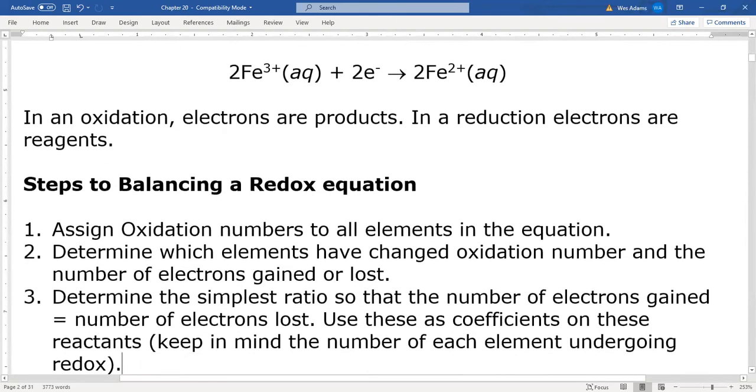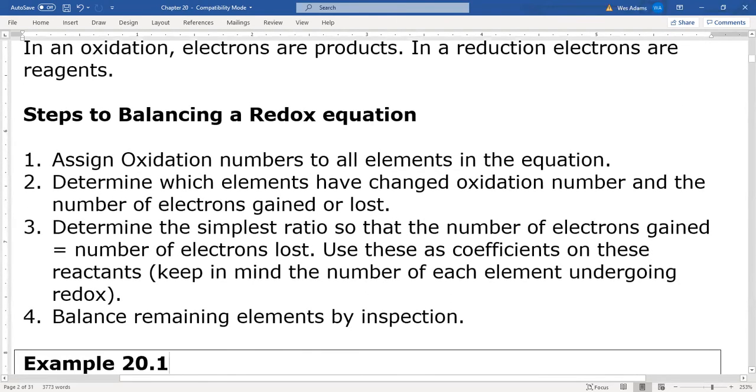So here are the steps to balancing a redox equation that already exists, not building it from the half reactions. We're going to assign the oxidation numbers to each thing in the equation so that we can figure out the number of electrons lost or gained. Determine the simplest ratio that's going to get our electrons to balance. Use those as the coefficients of the reactants. Keep in mind the number of atoms, like for example that iron, I needed 2 irons to get the electrons to balance. And then I can balance the remaining by inspection. Usually there's going to be water or a salt or something that doesn't contain the atoms involved in the redox.